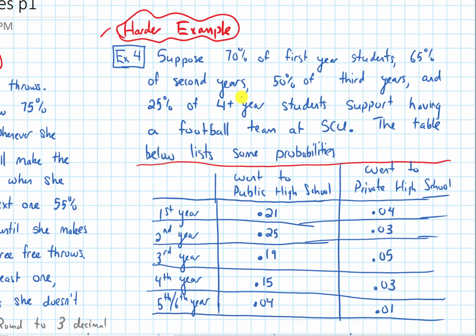So by 4+ year, I mean students who are either in their 4th year, or in certain cases, there might be students in their 5th or 6th year. Okay, so this table lists some probabilities, depending on what year they're in: 1st year, 2nd year, 3rd, 4th, and then there's one row for joint 5th and 6th. And then it's broken up based on whether they went to public high school or private high school.